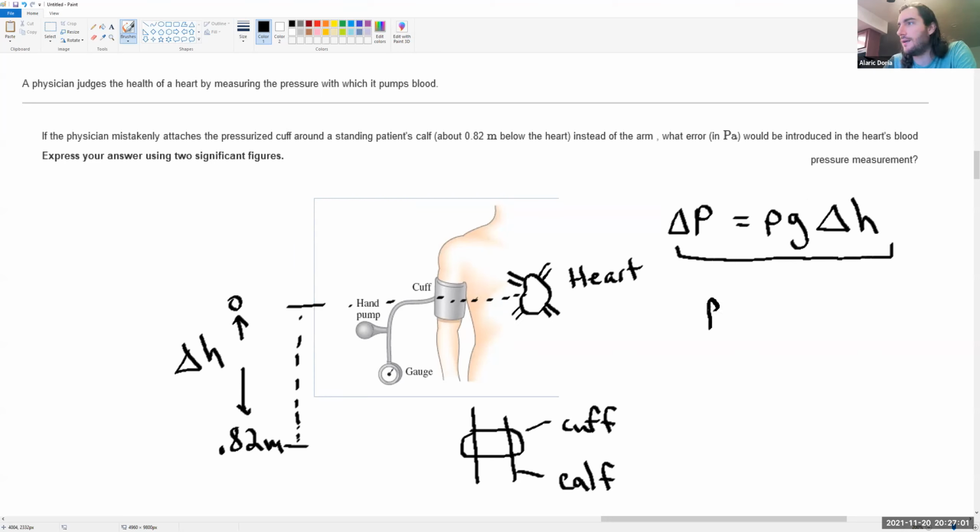What's the density of blood? Well, the book gives the density of blood. So let's write that down. The density of blood is about 1,050 kilograms per meter cubed. One thousand kilograms per meter cubed. Let me double check that real quick. Yeah, water is 1,000 kilograms per meter cubed. Now I'm kind of remembering. So the density of blood is just a little bit more dense than water.